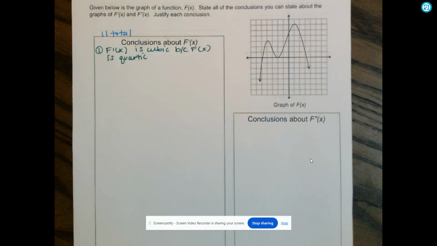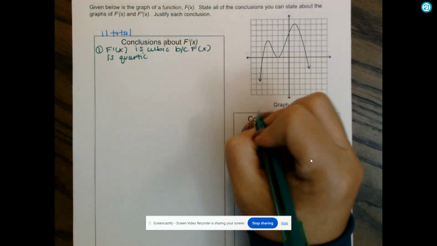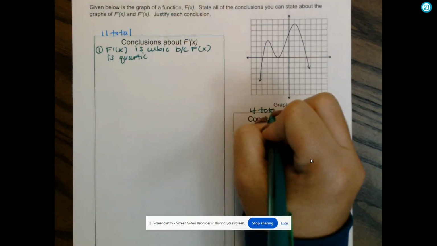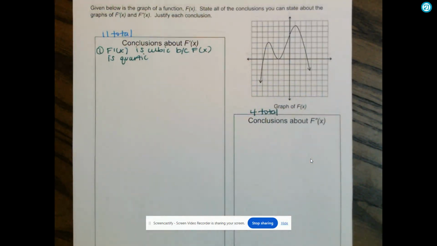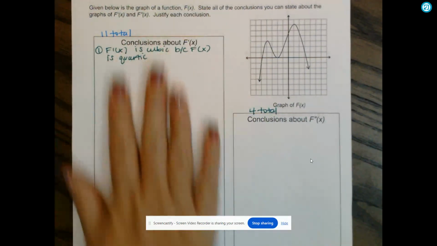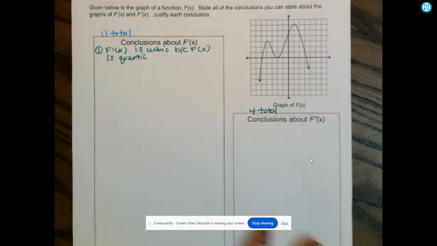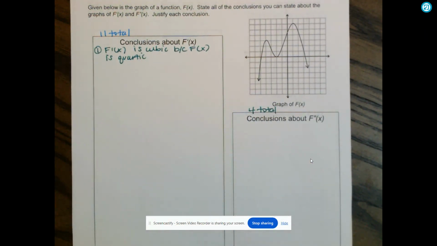All right. So again, there are 11 total conclusions about f prime of x based on this graph of f of x. And then over here, I have 4 total conclusions about f double prime of x based on what we know. You're going to work together here for the remainder of class between this and your worksheet on test 5 lesson 2. Those are the 2 things that you're going to work on in class today.